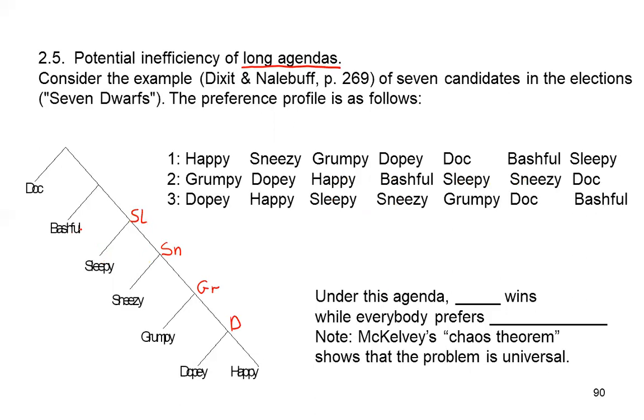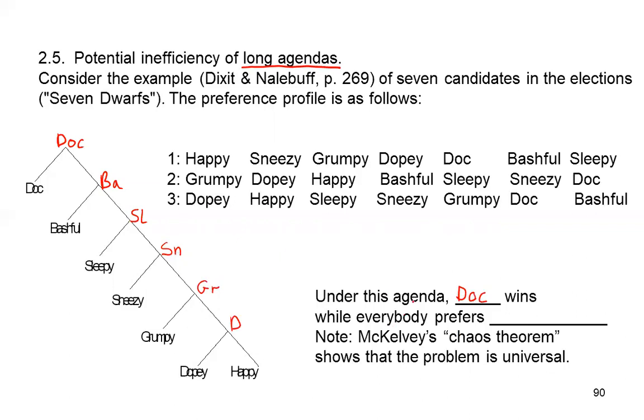Bashful versus Sleepy. Bashful, Sleepy, Bashful, Sleepy. Bashful is the winner. And Dog. Dog, Bashful, Bashful, Dog, Dog, Bashful. Dog is our overall winner. So we have a winner in the elections under this agenda. Dog wins.